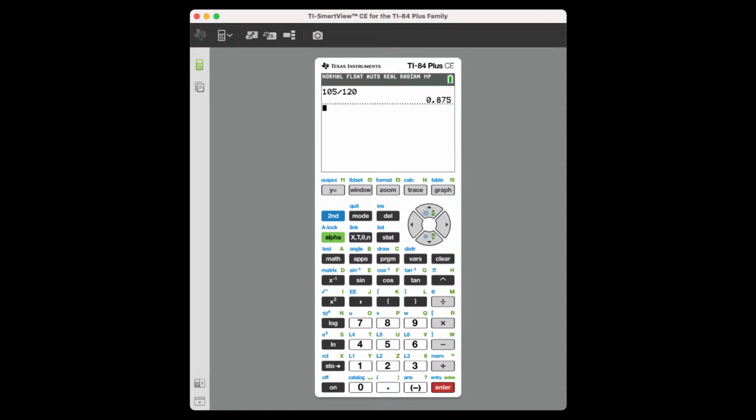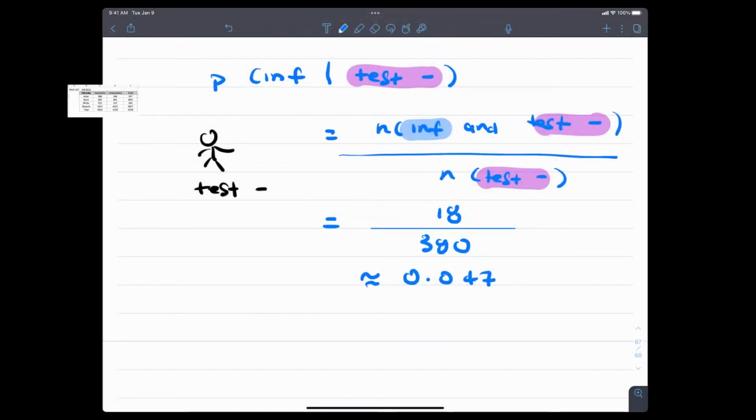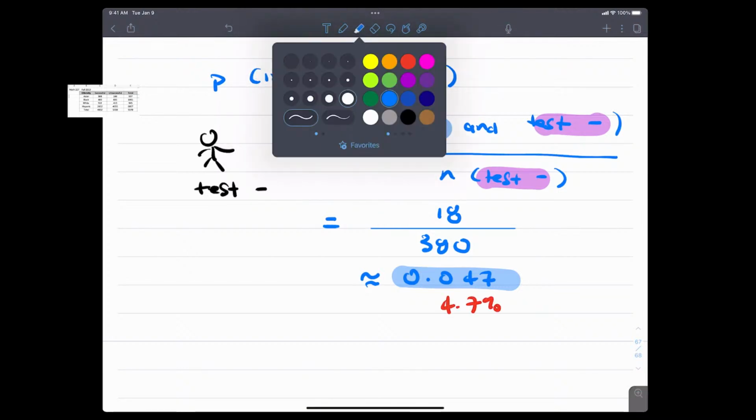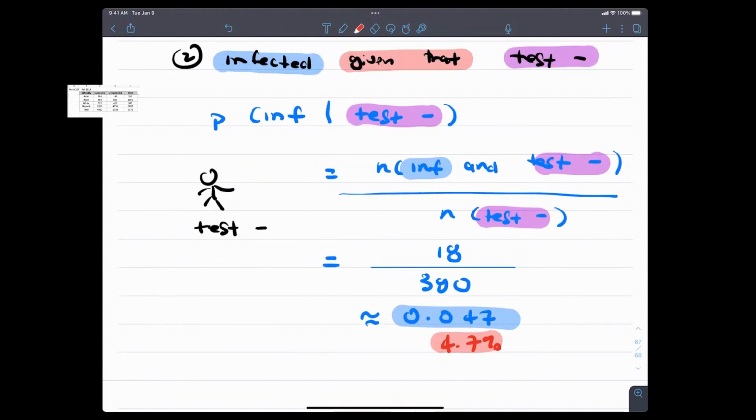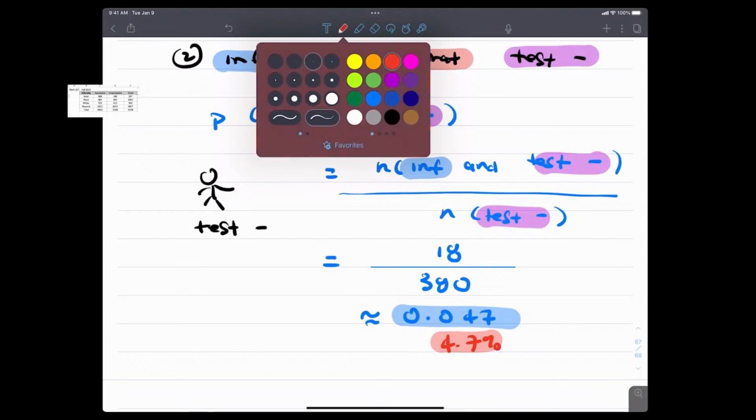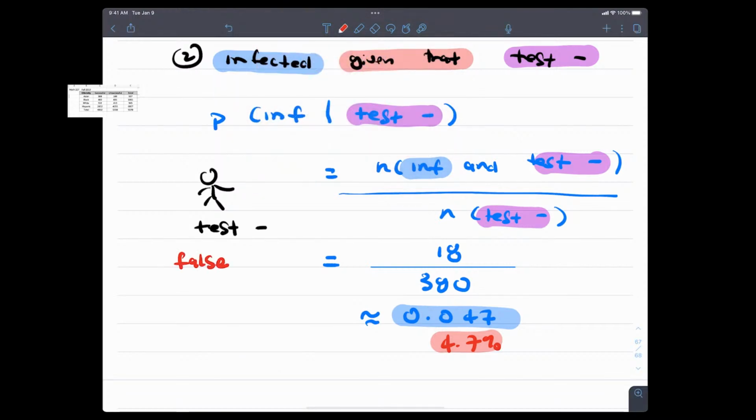So when you go to your calculator, using this definition, what do you guys see this gives you? This is 0.0 what? 47 to the nearest thousandth, right? And what is this as a percent? This is 4.7 what? Percent. So this situation happens 4.7% of the time. This is called a false what? Negative.